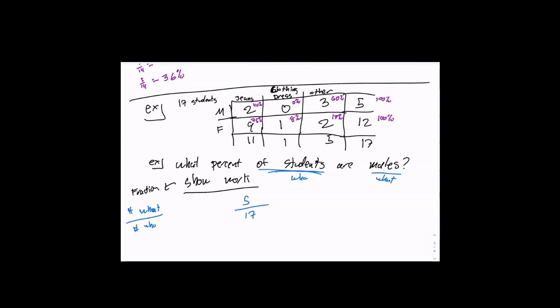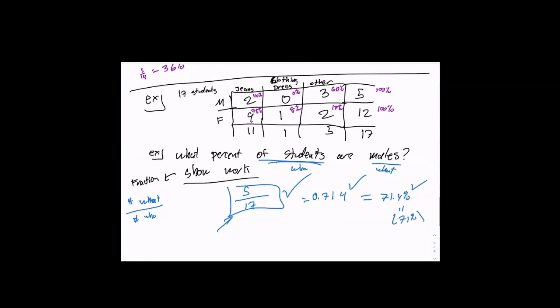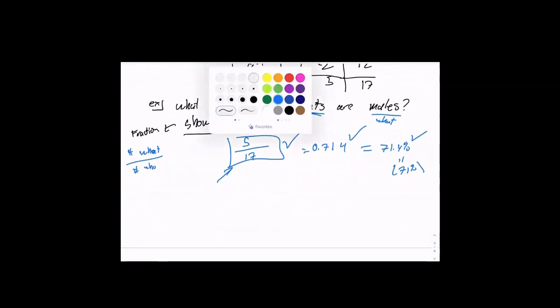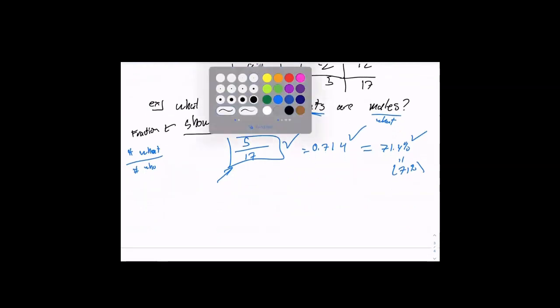5 divided by 17. Actually, you can give me this. This would be full credit. I'll accept 5 divided by 17 as the answer. I will accept 0.714 as an answer. I will accept 71.4% as the answer. And similarly, I would probably accept 71% as well. But you must show that fraction, 5 over 17. And for our purposes, you can stop there. 2 more questions. I know we have 1 more minute. I'll be able to finish.